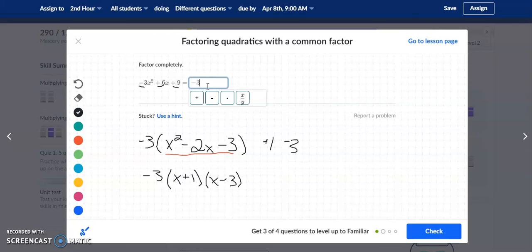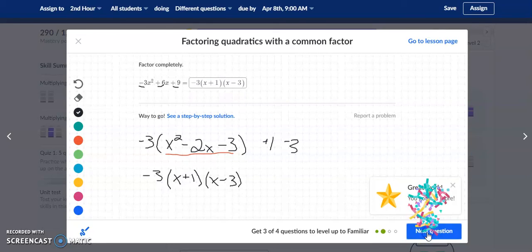So I'm going to go ahead and type that in, negative 3, and then my quantity of x plus 1, and I also have the quantity of x minus 3. We'll go ahead and check that.